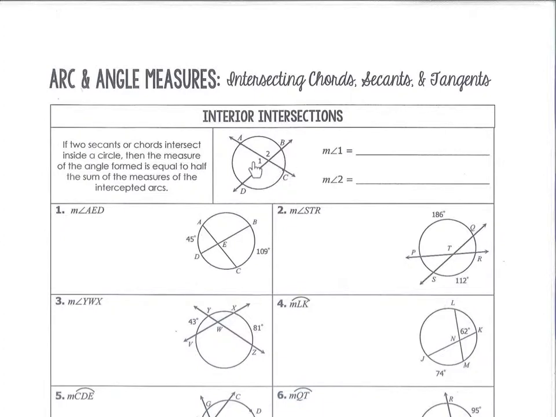Aren't these vertical angles? Yeah. Okay, so we're going to take the intercepted arcs, which is AD and BC. We're going to add them together, and we're going to take half. So the measure of angle 1 is equal to half the measure of arc AD plus the measure of arc BC.